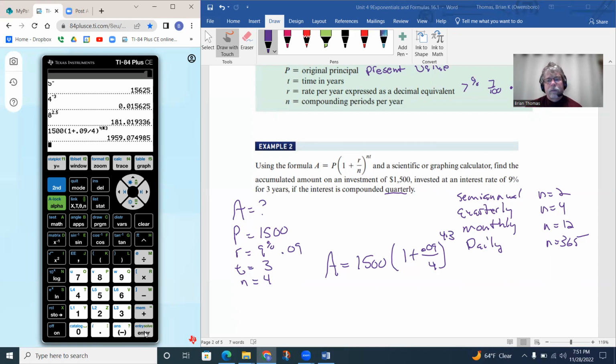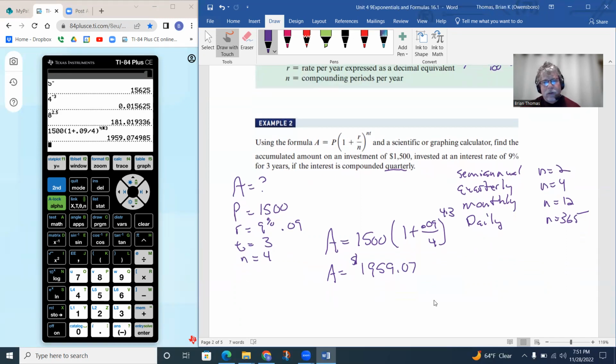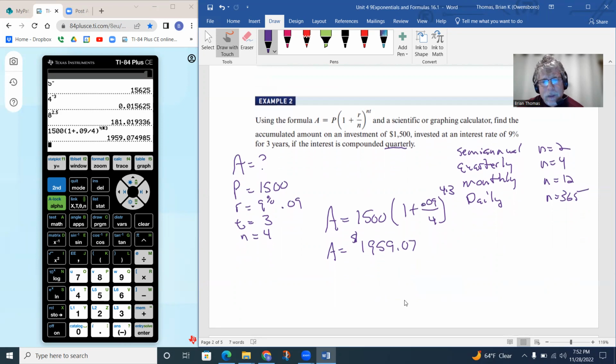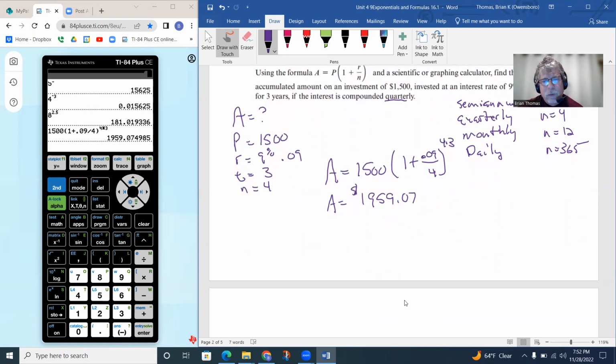So notice how our future value after 3 years would be $1,959 and around 7 cents if we round to the nearest penny. So notice how we made around $459.07 in interest. So that's one thing about money. Money can make money in certain environments. That's why a lot of people like to use the stock market, because in the stock market, your money has the ability to make money. But remember, this is all risk. Things can also lose money. It's not always a win situation.